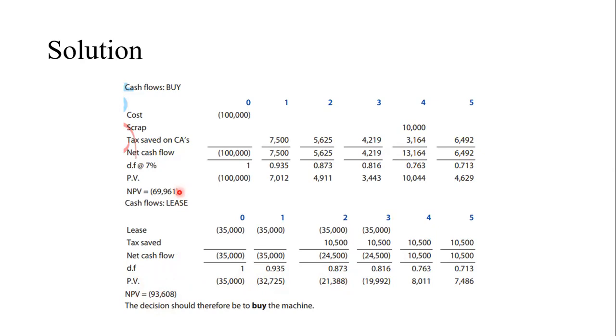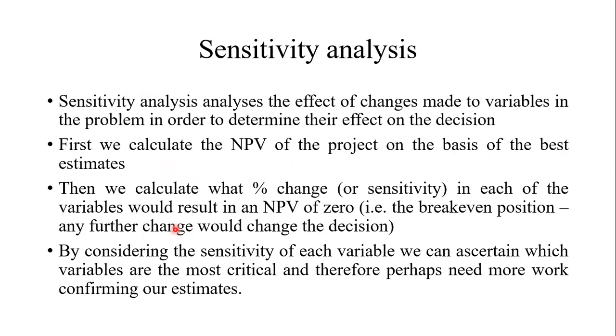Now, between negative 93,608 and negative 69,961, which one is better? Obviously, this is better. This is a smaller negative. Smaller negative. So, the lesser evil, so to speak. So this is better. So we carry on with the decision to what? To buy and not to lease, because that would give us a better net present value.